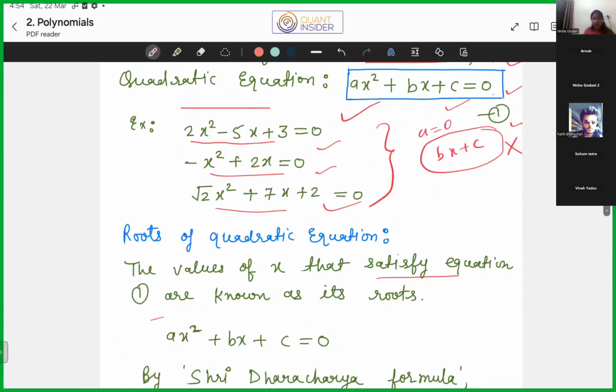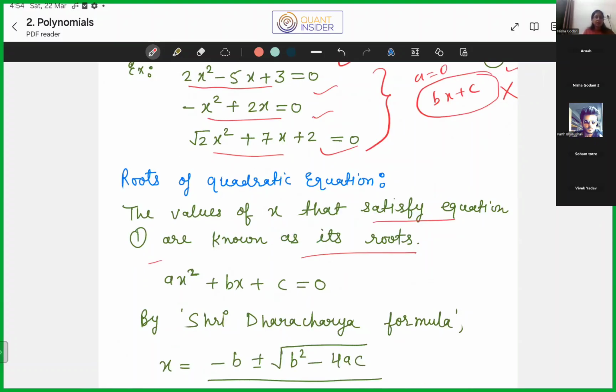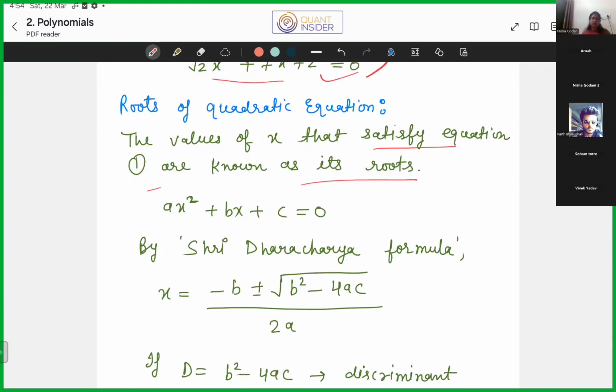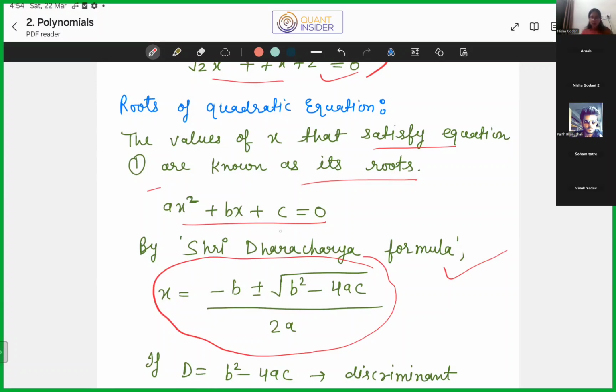Now how many roots will there be? 2 roots. Why? Because the degree is 2. So for a quadratic polynomial, the maximum number of roots is 2. For cubic, it will be 3. One method is by using the Sridharacharya formula. If the equation is ax square plus bx plus c equal to 0, the value of x is minus b plus minus under root b square minus 4ac upon 2a. This is the formula for finding the roots.